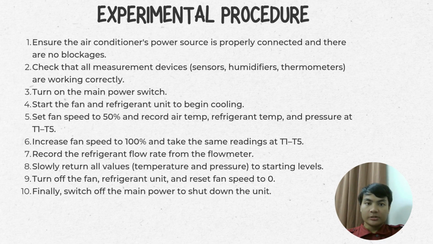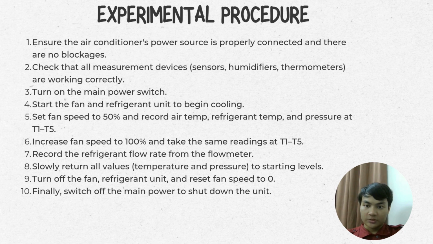Next is the experimental procedure. The first one is to ensure the air conditioner power source is properly connected and there are no burn edges. Second is to check that all measurement devices, sensors, humidifiers, and thermometers are working correctly. Next is to turn on the main power switch. Next, start the fan and refrigerant unit to begin cooling.